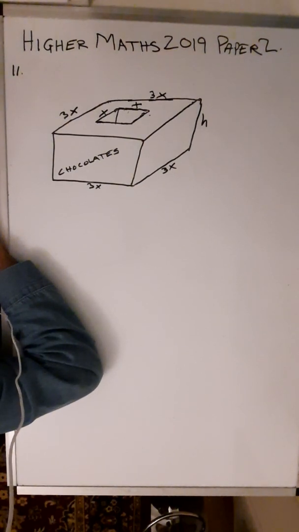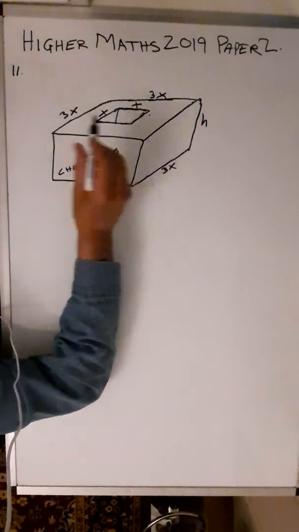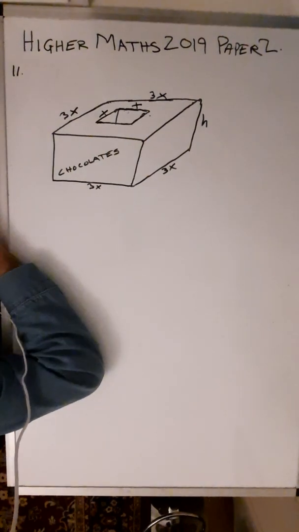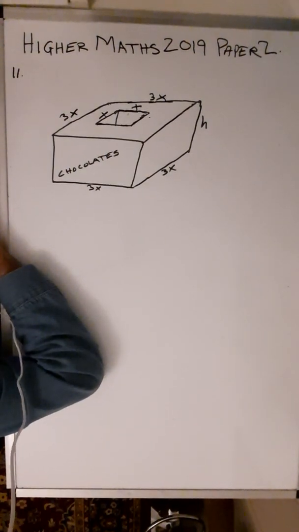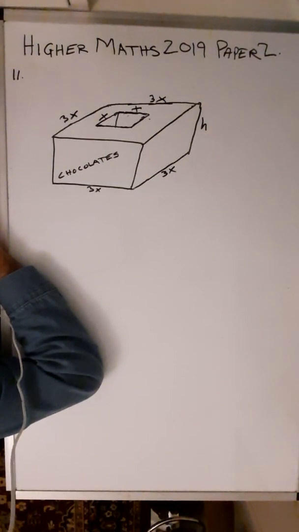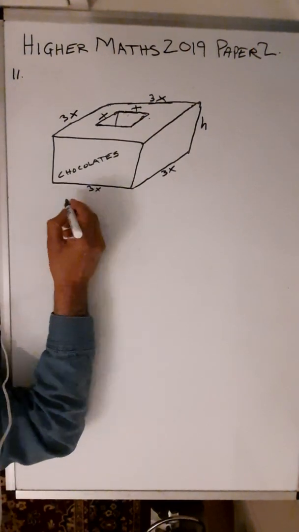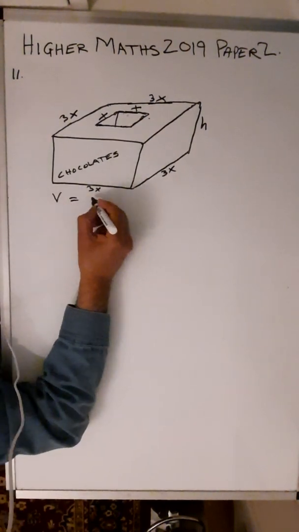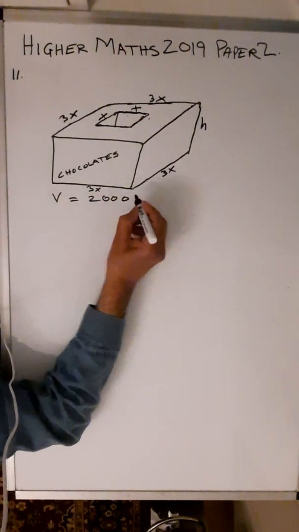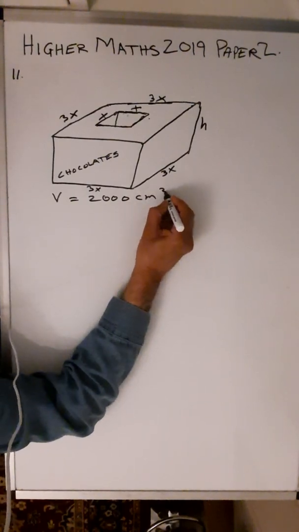The top of the box is a square of side 3x centimeters. The end of the tunnel is a square of side x centimeters. The volume of the box is 2000 centimeters cubed. So volume is 2000 centimeters cubed.